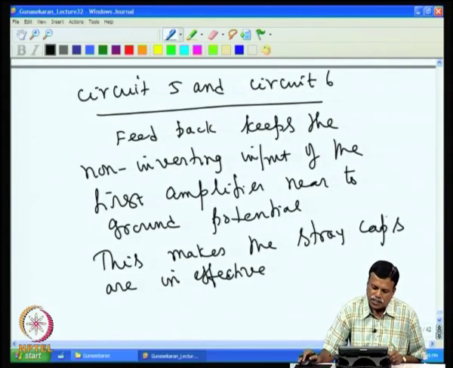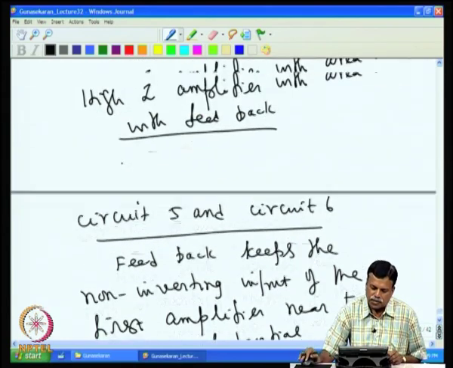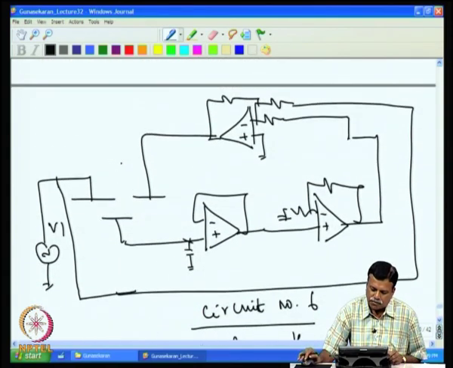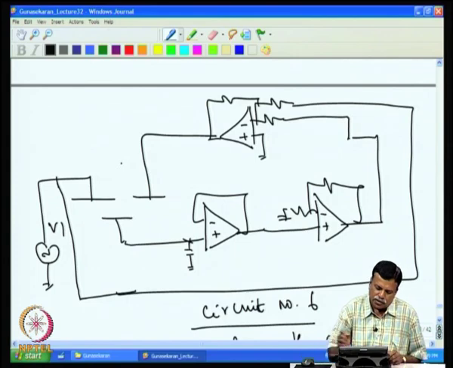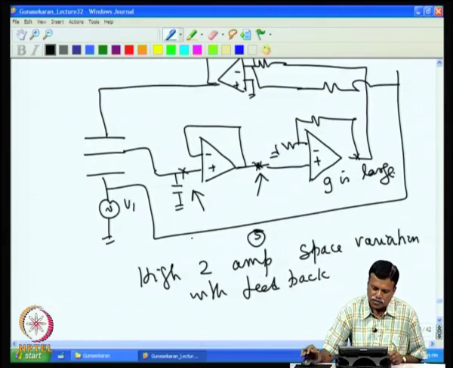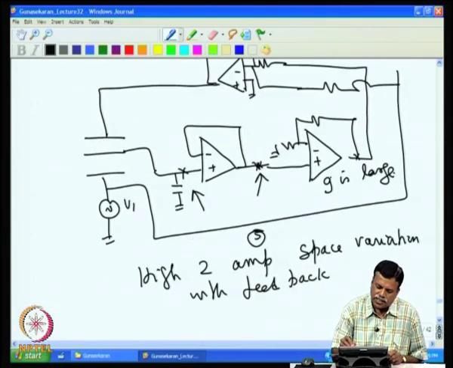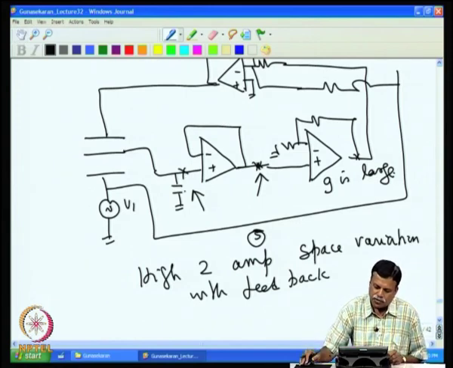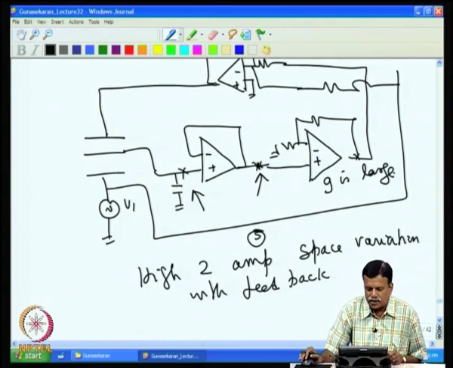So, that is the advantage, because the input capacitors have no effect. Because we are feeding the signal back and then making the input signal 0. It is happening in both circuit 5 and 6. In both circuit 5 and 6, as long as the gain is high, the input voltage will be very small. So, the stray capacitance will have no effect. But then if you analyze the circuit, whether they are linear or non-linear.